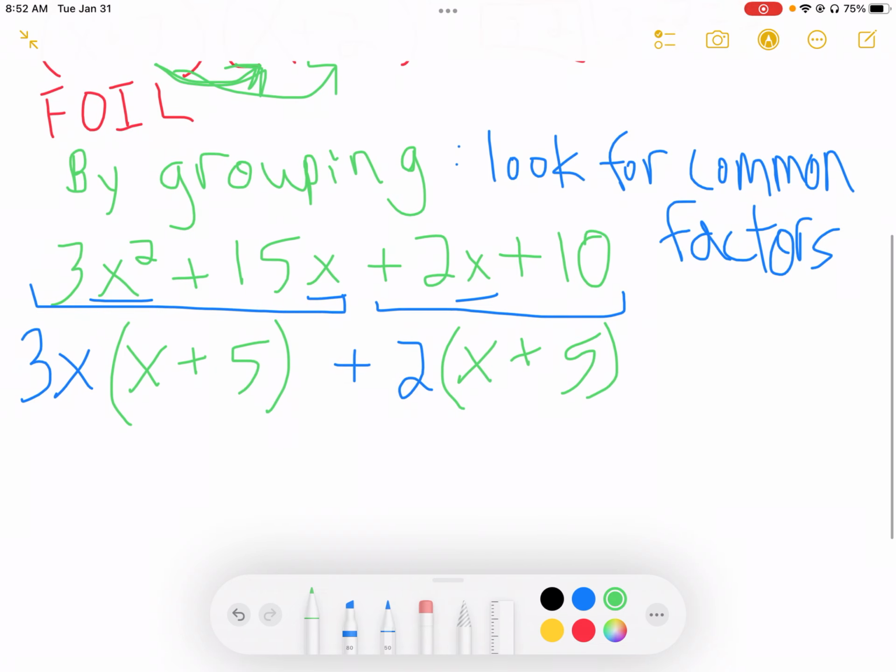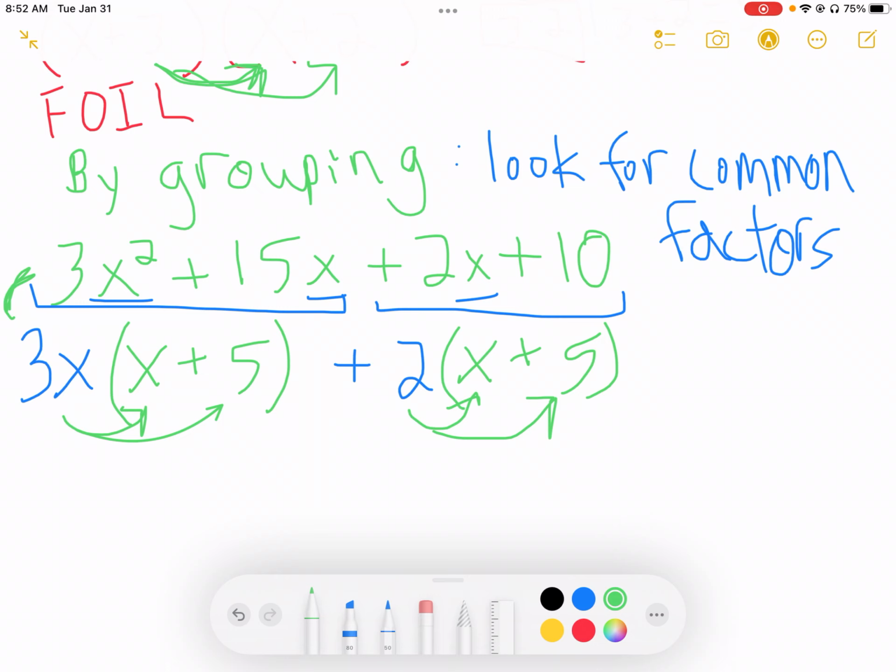So I'm almost really there. It's just seeing the relationship between these two. And you can see that if I multiply this out, I get 3x squared. If I did 3x times 5, I get 15x. Same thing for this last one. If I did 2 times x, I'd have 2x. If I did 2 times 5, I'd have 10. Alright, so you should be able to see that.